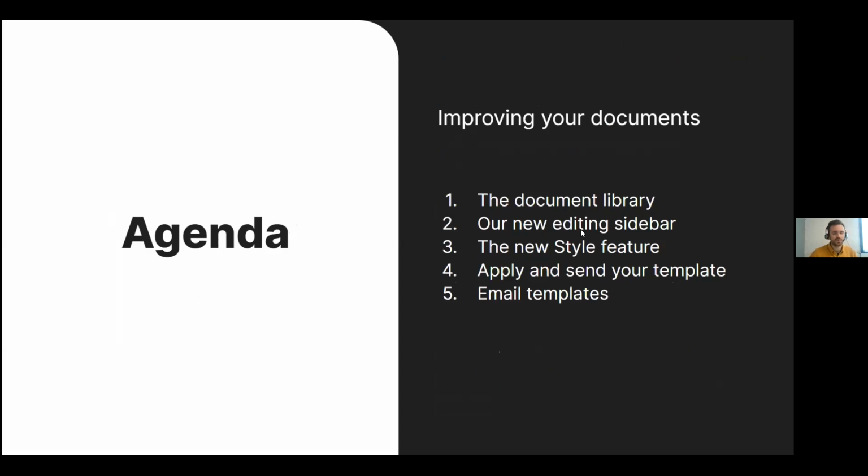Okay, to quickly check what we're going to do today, we're going to take a look at the overall document library in Rentman. What do we have in here? How do we start with a new document? We're going to be talking about our new editing sidebar.